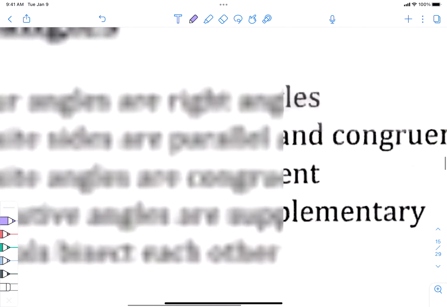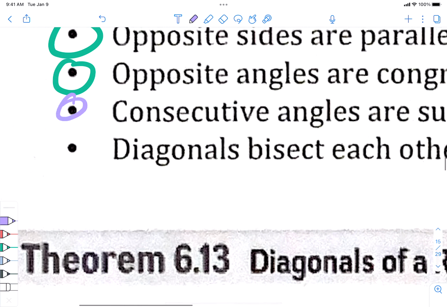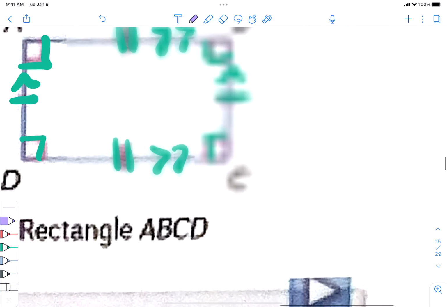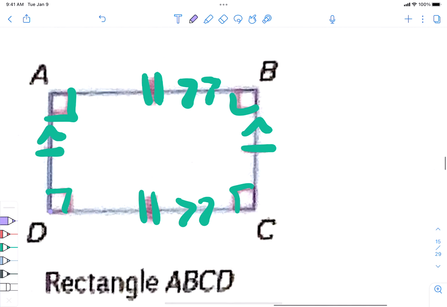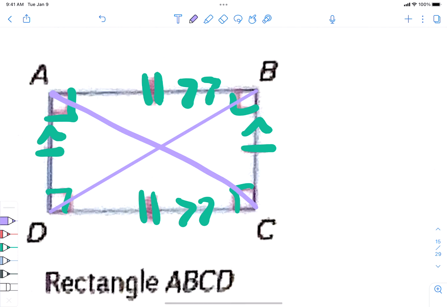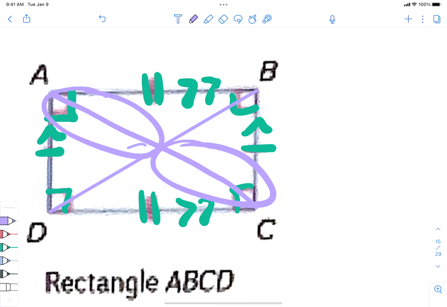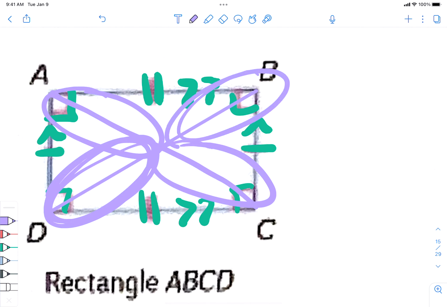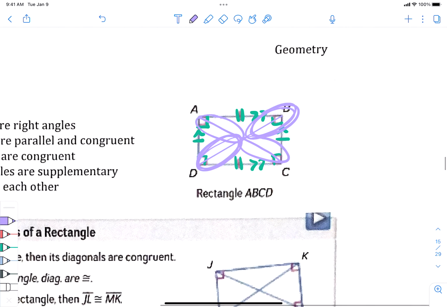And the last bullet point says the diagonals bisect each other, which we already knew from it being a parallelogram. So we've got this corner to that one, this corner to that one, and this length is the same as this one, and this length is the same as this length, right? We already knew that from it being a parallelogram. So all of those things are still going to apply for rectangles. Good? We're going to answer some questions.